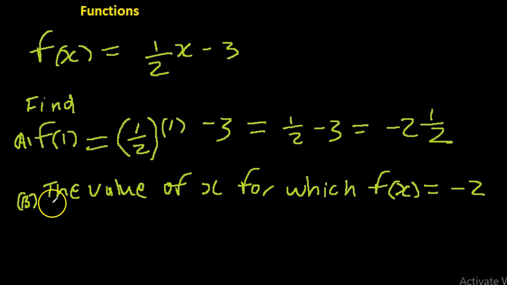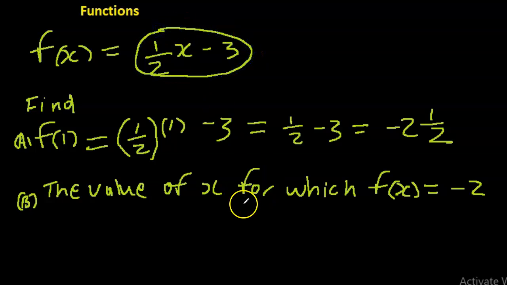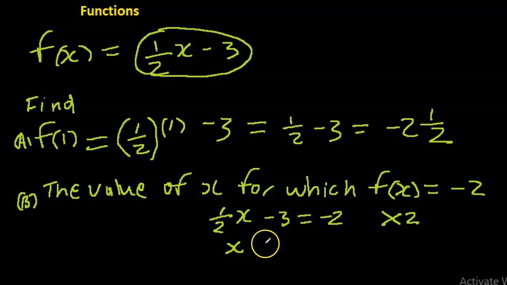Part B. The value of x for which f of x is equal to minus 2. So you let all of this function here be equal to minus 2. So half x minus 3 is equal to minus 2. Now you want to get rid of the denominator. So you times each term by 2. So 2 times half, that's 1, so I get x. 2 times minus 3, that's minus 6. And 2 times minus 2, that's minus 4.